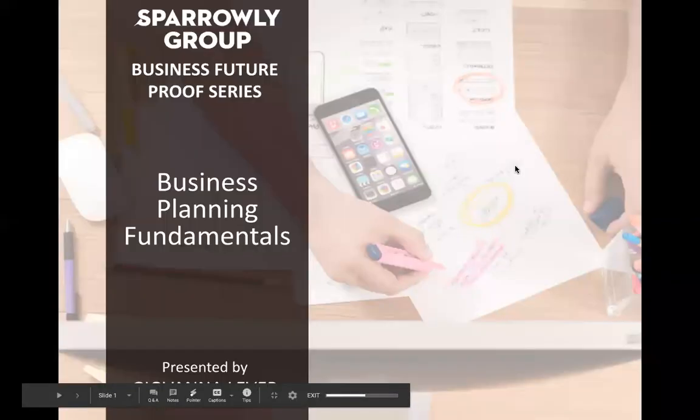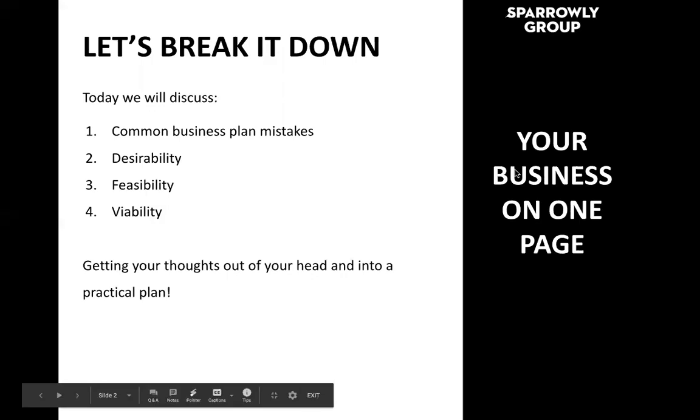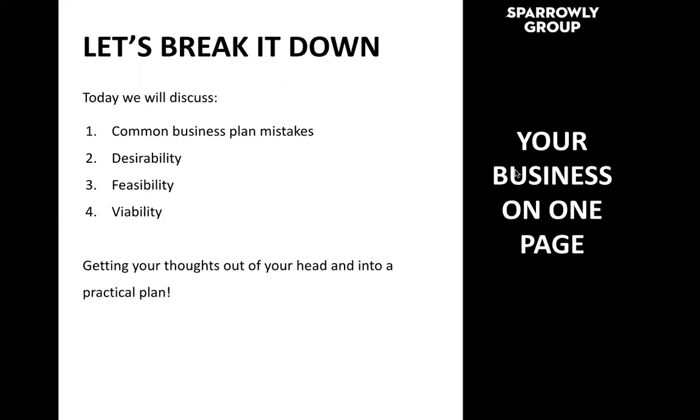So let's break down what we are going to discuss today. We're going to touch on some common business planning mistakes. Then we're really going to unpack the business model canvas, which has 9 elements across desirability, feasibility, and viability. Importantly, this is really about getting your thoughts out of your head and into a practical plan that you can build from and grow as you grow your business. So let's get into it.